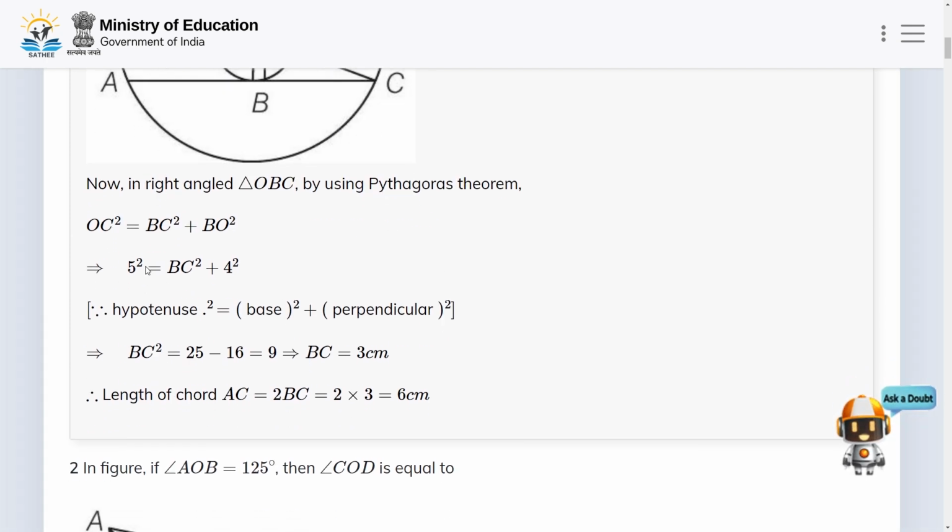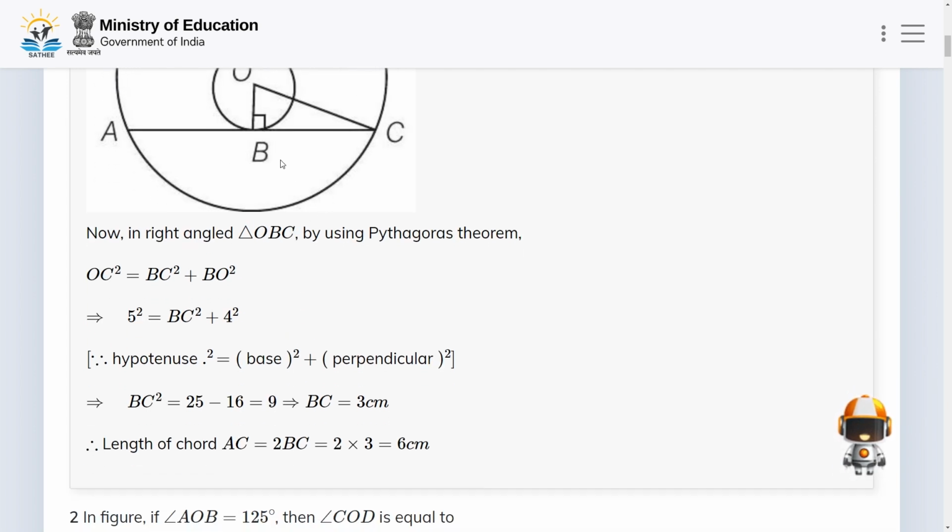So it implies 5 square is equal to BC square plus 4 square, since we know by Pythagoras theorem that hypotenuse square is equal to base square plus perpendicular square. From this equation, BC square is equal to 25 minus 16, which is equal to 9, and it implies BC is equal to 3 centimeter. Therefore the length of the chord AC is equal to 2 times the length of BC, that is 2 times 3, which is equal to 6 centimeter.